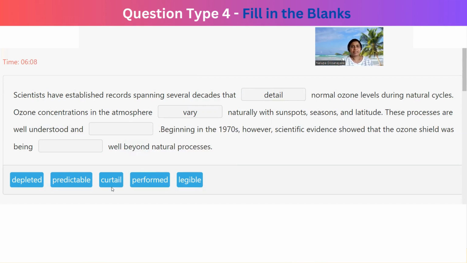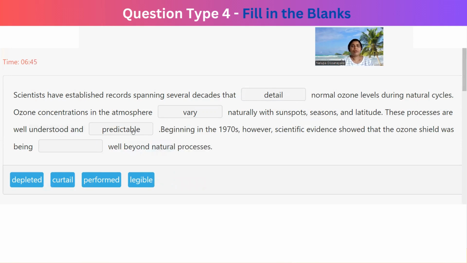Predictable. Curtail, I told you, is some kind of a reduction, cut down. And performed, understood and performed. So it doesn't say some kind of an activity has been performed here. Therefore, this also doesn't go in here. Legible is we can read, it is clear for reading. So now, based on the meaning, we can use this word predictable here. It is understood and it is predictable.